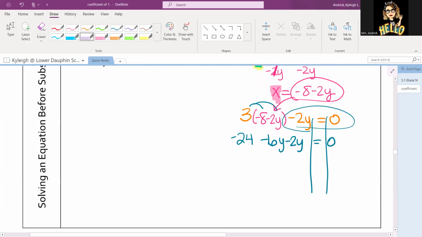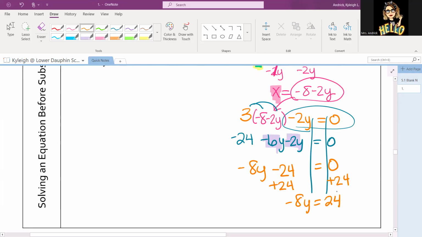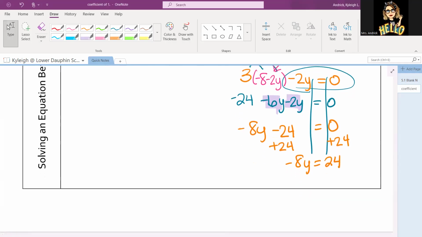Now we're going to combine our like terms. 6y and 2y are like terms. So I have -8y minus 24 equals 0. Now it's just a two-step equation where you do the opposite of subtracting 24. Then we just take it one last step and divide everything by -8. So we get y equals -3.